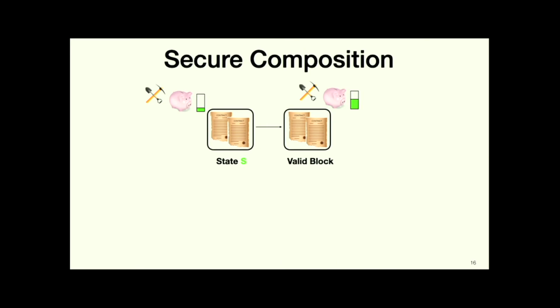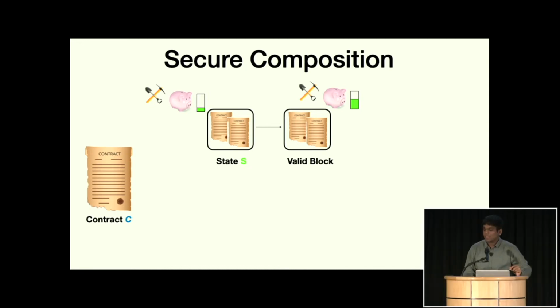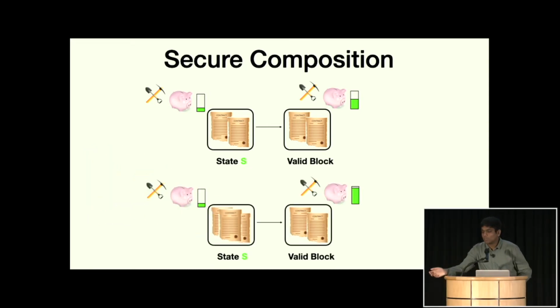So now that we know how we measure economic security in terms of MEV, we define what it means for contracts to compose securely. As before, you start from a state S, and you get some MEV by producing some valid blocks. And if you have a new contract C, then you have a new state S prime that is basically S included with the contract C.